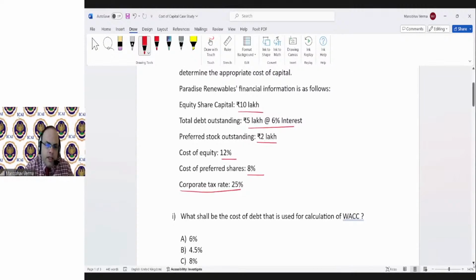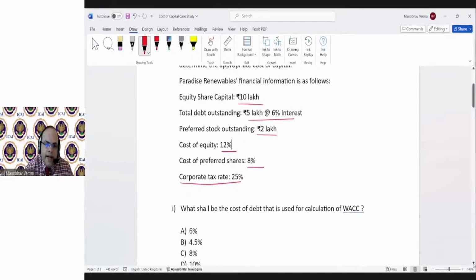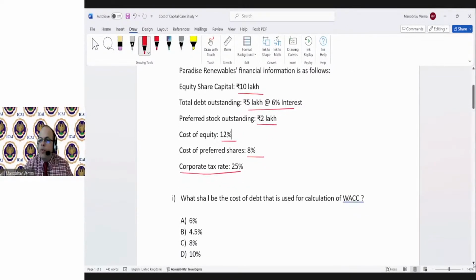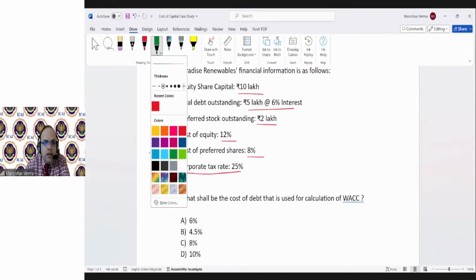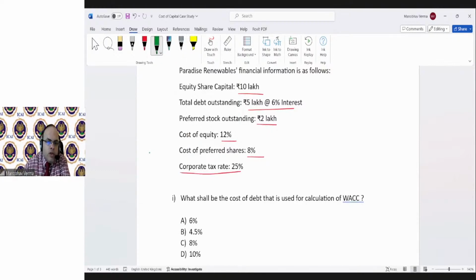What shall be the cost of debt that is used for calculation of WACC? Some quick answers should be coming up your way, I believe. Some questions can take time, some questions could be quicker. What shall be the cost of debt that is used for calculation of WACC here? Is it 6%, 4.5, 8%, or 10%?